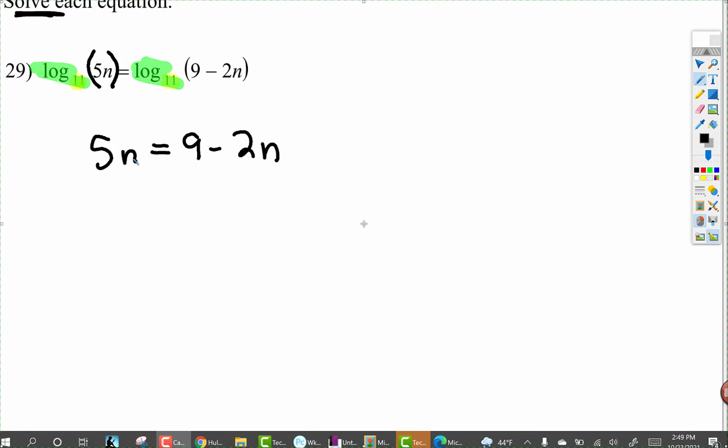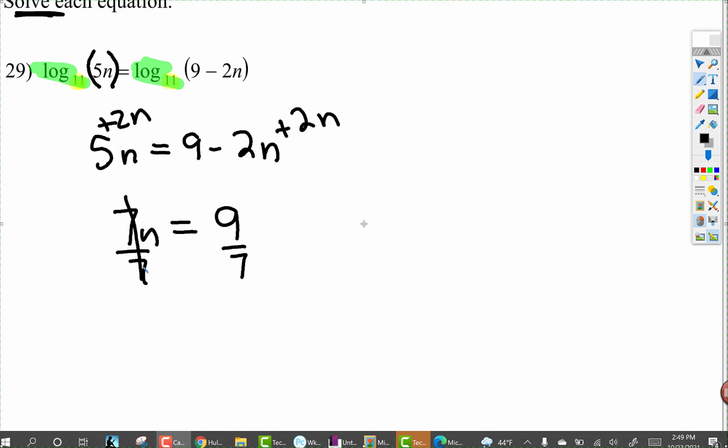Since negative 2n is smaller than positive 5n, I'm going to add 2n to both sides. 5n plus 2n. And then just divide both sides by 7.